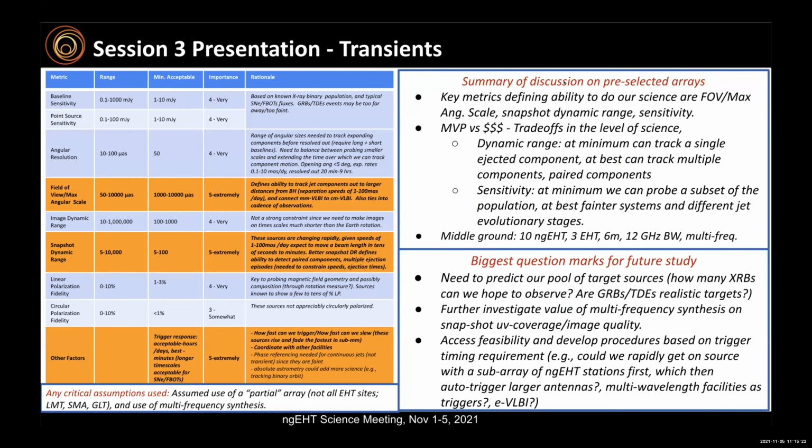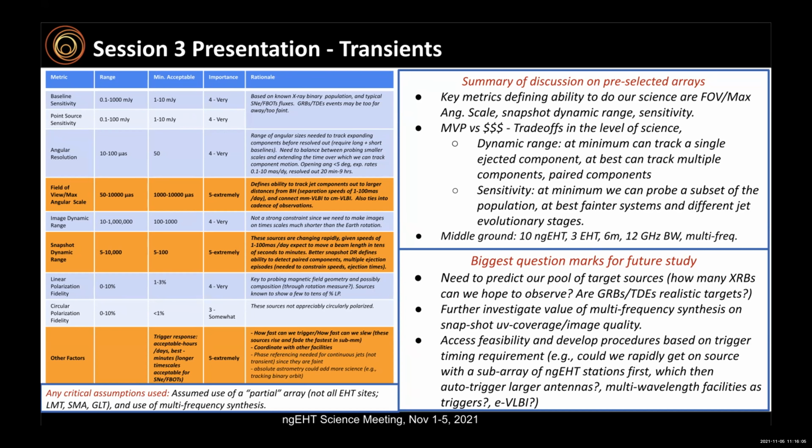So looking at the different science metrics of how we actually make this a doable task, when it comes to sensitivity, we're looking at something in the millijansky range is what we're going to need. And this is based on the known X-ray binary population, as well as typical fluxes for other transients like supernovae and FBOTs. Now we note that GRBs and TDEs might be too faint and too far away to actually be able to do this kind of science with, but I'll get to that in the future study section. I've also highlighted the really important metrics here in orange.